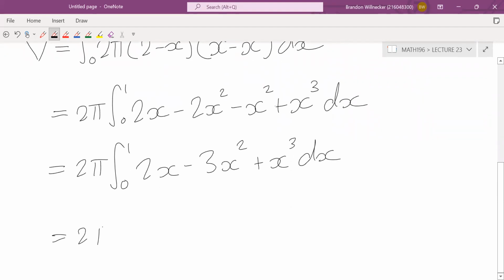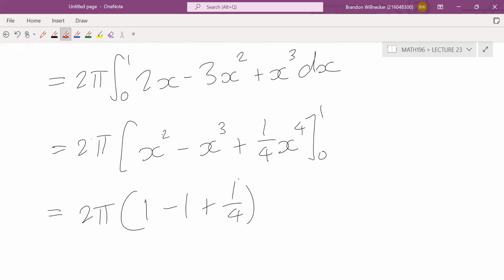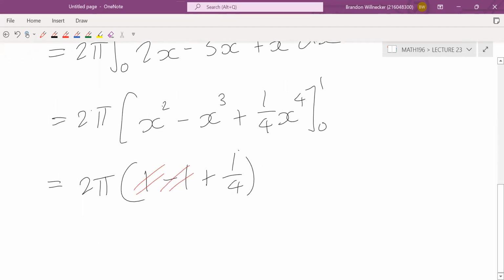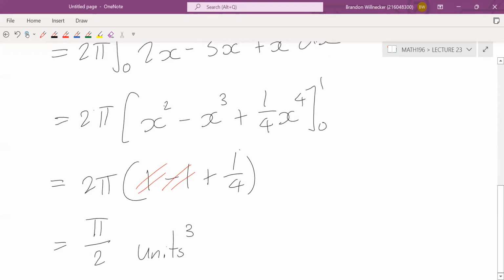Okay, so this is very straightforward to do. We're going to get x squared minus x cubed plus 1/4 x to the 4, from 0 to 1. So we're going to get 2 pi times (1 minus 1 plus 1/4). The 1 minus 1 just goes away, so we're left with 2 pi over 4, or just pi over 2. And if you want to, you can write units cubed.